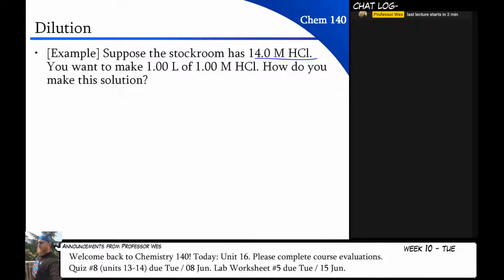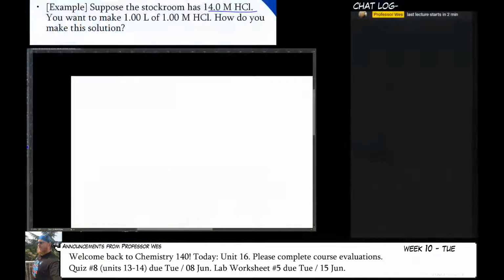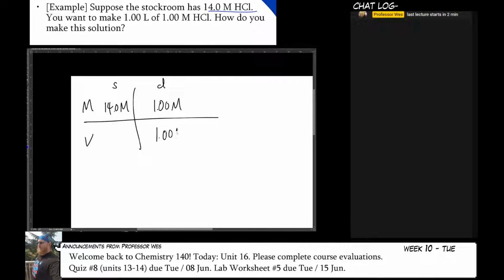All right, let's give this a shot. That's the wrong button. There we go. All right, so I'm going to make my little grid here. So M, V, S, D. There we go. So my stock solution is 14 moles per liter. And I want to make 1 mole per liter of solution. And I want 1 liter of it.